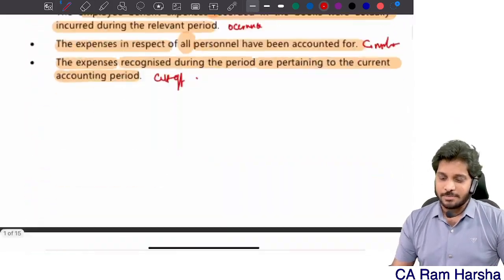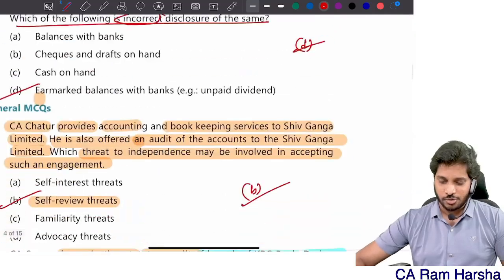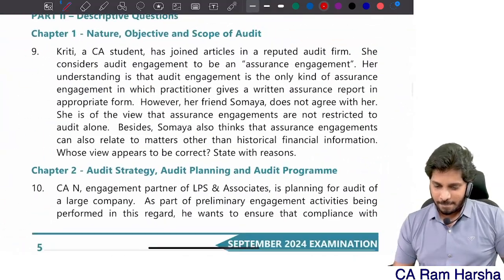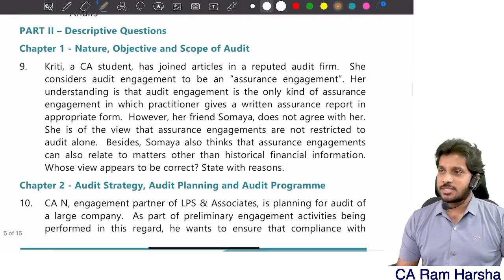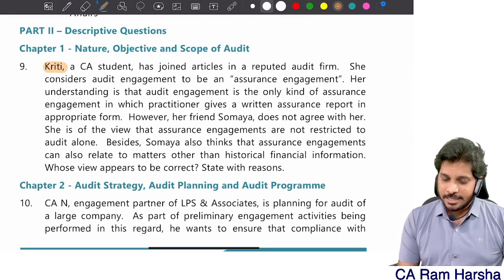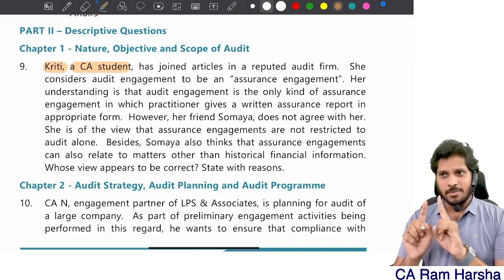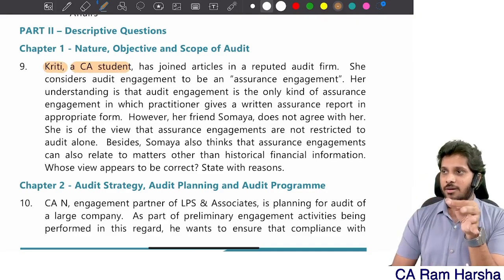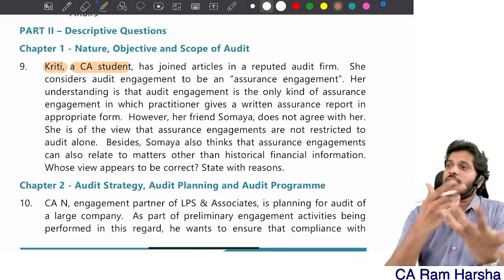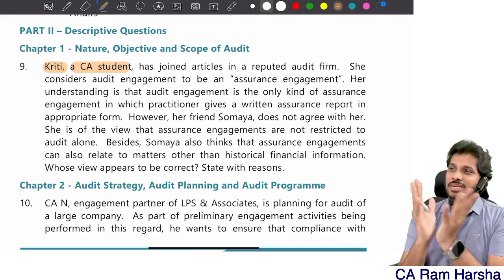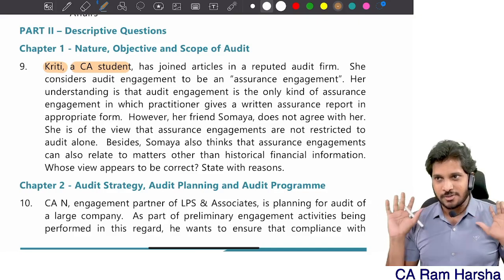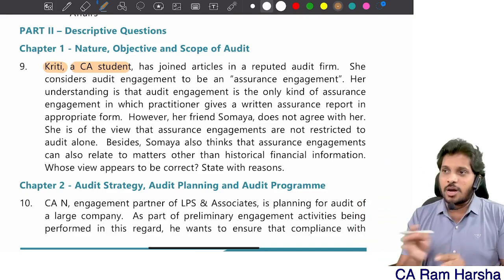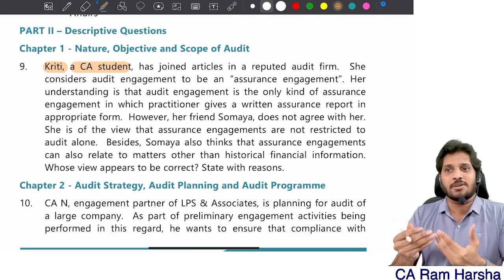So we have descriptive questions. Let's go to the descriptive questions also. We'll finish it off. We'll have ample amount of time later. Descriptive questions. Chapter 1. Kriti, a CS student. Remember the basic difference between MTP and RTP. MTP is a test paper, like a mock exam, whereas RTP is just for revision purpose. Just for revision purpose, a few concepts they'll brush up. That's it. RTP is in this format of exam questions. That's why in RTP you see chapter wise questions they give you.